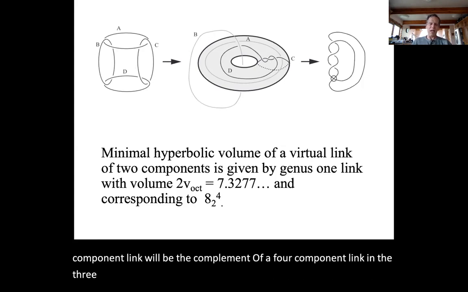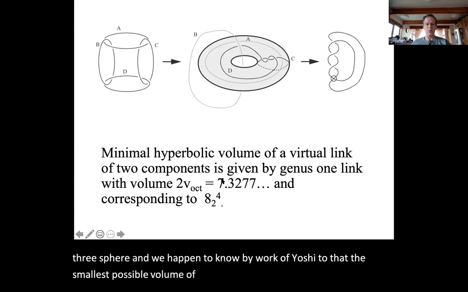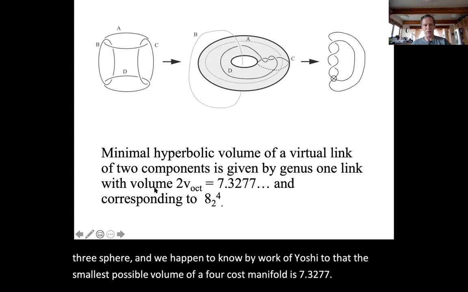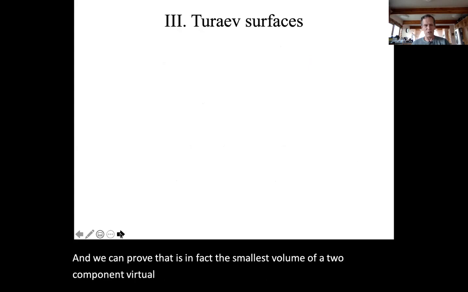And we happen to know by work of Yoshida that the smallest possible volume of a 4-cusp manifold is 7.3277. And we can prove that that is in fact the smallest volume of a 2-component non-classical virtual link.